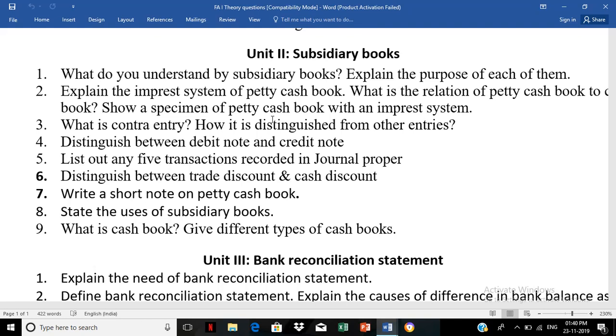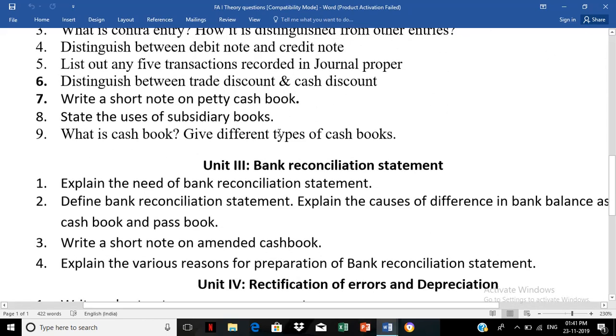Means you have to explain the different subsidiary books, or whatever the question is on the screen. Apart from this, they'll give you a triple column cash book or petty cash book. Don't neglect the petty cash book, that is also important. If you're perfect in triple column, single column and double column are nothing. Contra entry, debit, credit, uses, and a short note on petty cash book are all important for the short answers, which is Part A. This is nothing but the second unit.